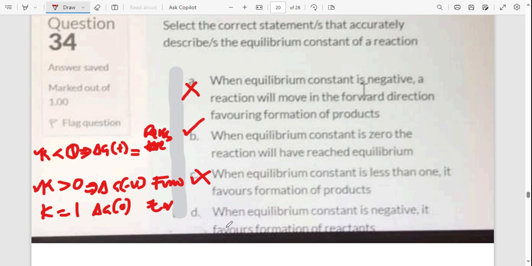Okay. And then when the equilibrium constant is negative, it favors formation of reactants. Equilibrium constant negative, meaning less than 1, favors the formation of reactants. This is the one which is true.